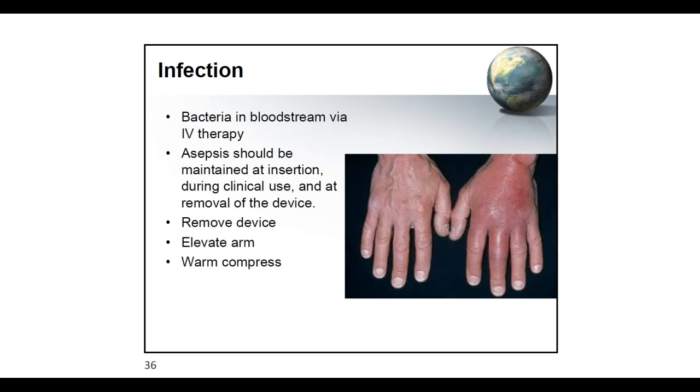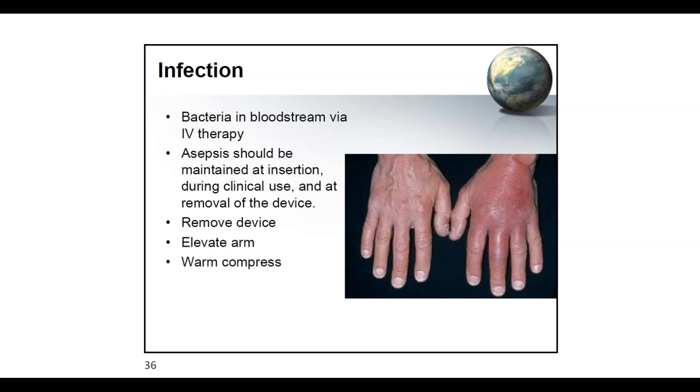What do we do if there is an infection? We remove the device, we elevate the arm, and we put warm compress to help with the inflammation. Now, there are instances, especially if they think that there was some sort of cause, that IV can be a cause of sepsis or infection in the blood.